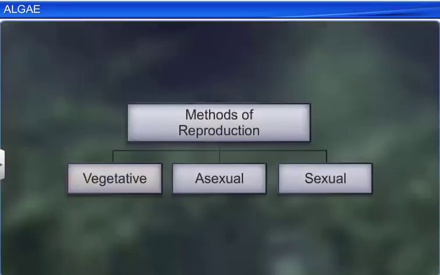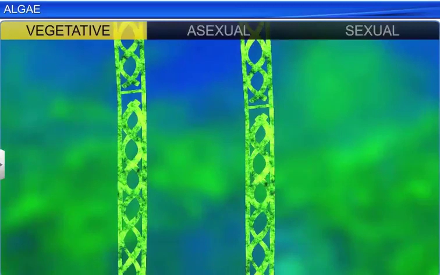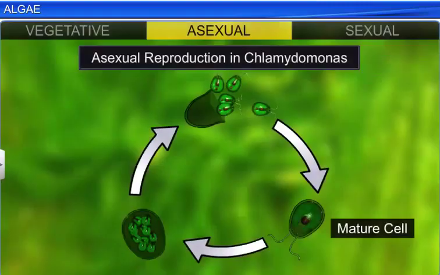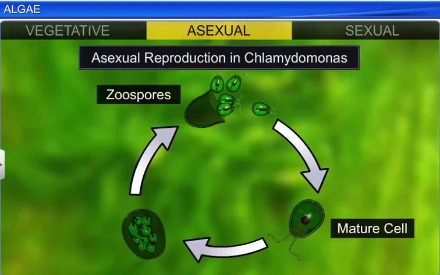Algae reproduce through vegetative, asexual, and sexual methods. Vegetative reproduction occurs by the process of fragmentation, wherein each fragment develops into a thallus, while asexual reproduction takes place through spores like zoospores. These spores are flagellated and germinate into new plants.